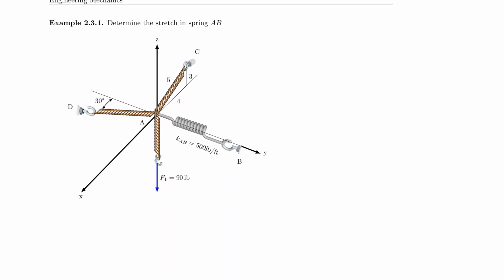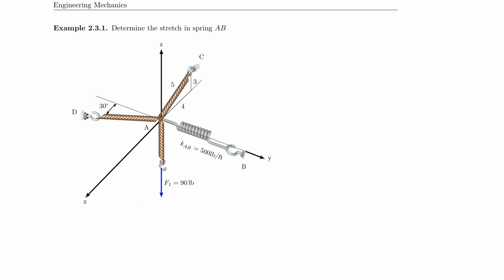So here we can see our first 3D problem, the 3D cable structure with a spring included. The spring actually goes from node A to node B. And our problem here states that we are supposed to determine the stretch in spring AB. And you already remember from the previous class that we worry about this at the very end. So first we have to find all the forces in the cables.